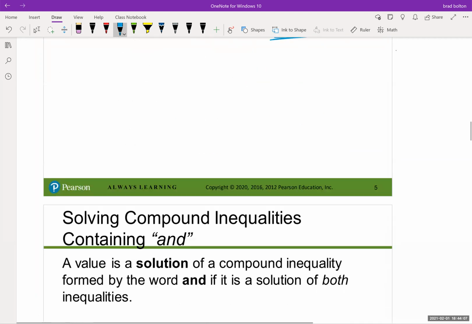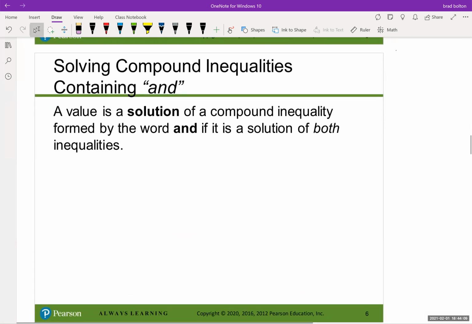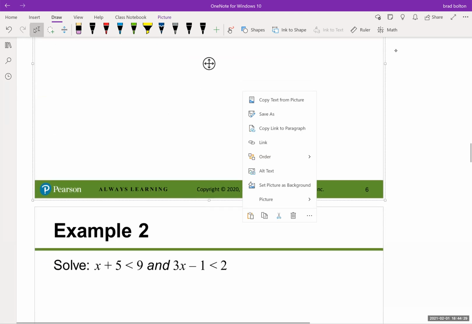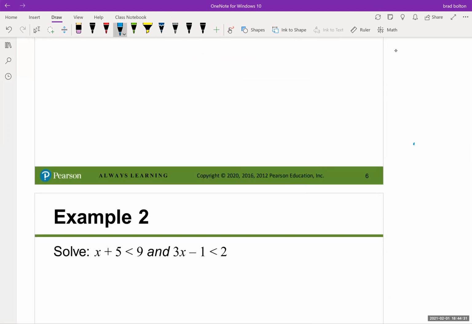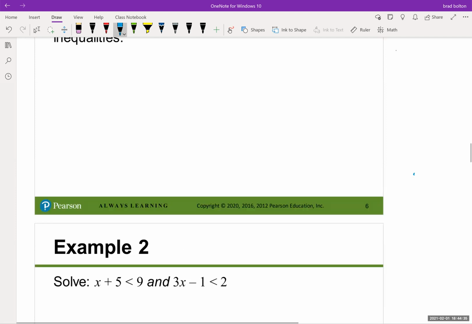So solving compound inequalities containing "and." A value is a solution of a compound inequality formed by the word "and" if it is a solution to both inequalities. So this is key. If you're using an "and" statement, the solutions that you find, if you're saying they are in fact answers, must be solutions to both inequalities. When there's an "or" involved, it's only to one of them, or it could be both as well, but in this case, it must be to both.